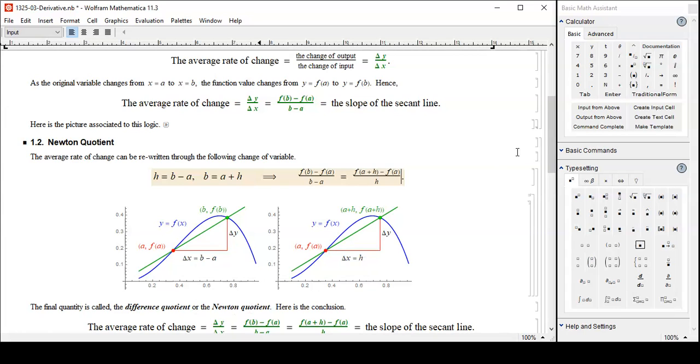Now this is called Newton quotient because it is Isaac Newton who studied this, and that was late 17th century, I think. I don't remember the precise year. That's when he developed all the ideas of calculus.